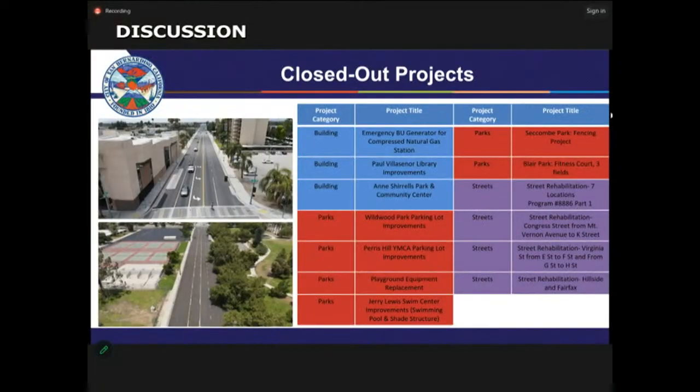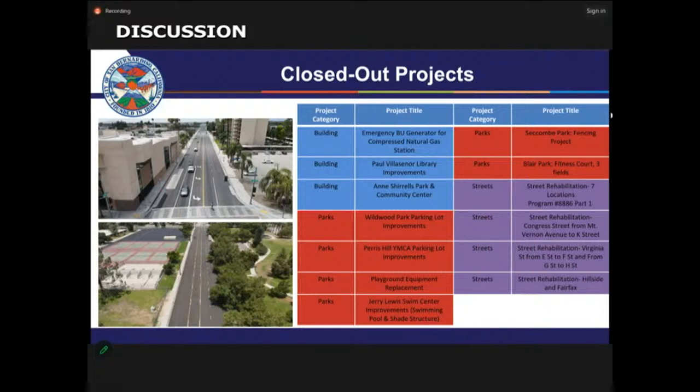So that completes the specific project updates. We are now going to get into the closeout projects, which Susan will provide the detail on. Right. So we're not getting into the individual projects, but we do have a table showing all the projects we have completed or in the closeout process.